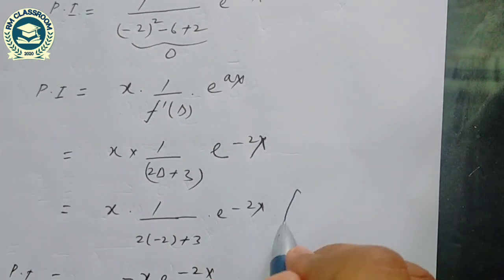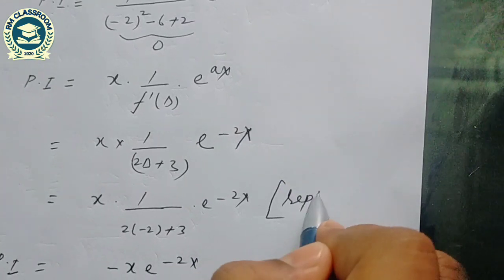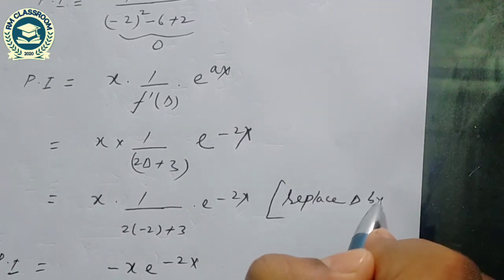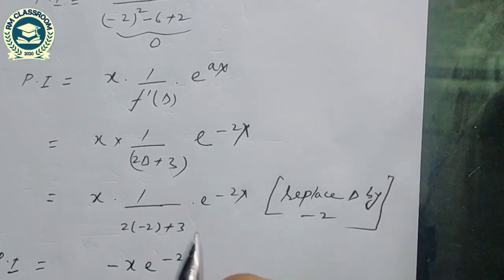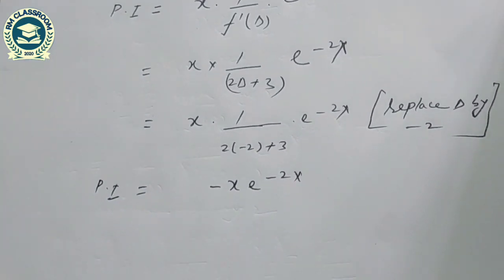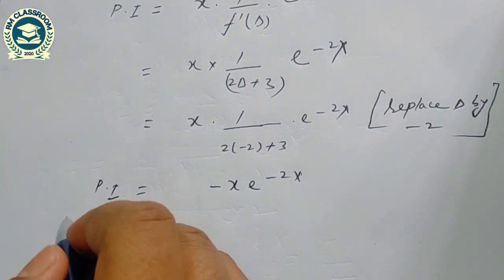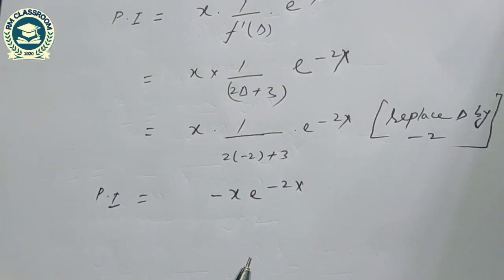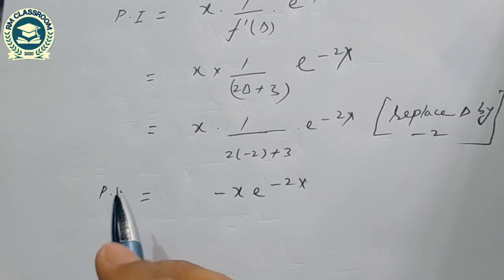Here I have replaced D by -2. So this is our particular solution. So for the given differential equation, the solution is the same: complementary function plus particular integral.